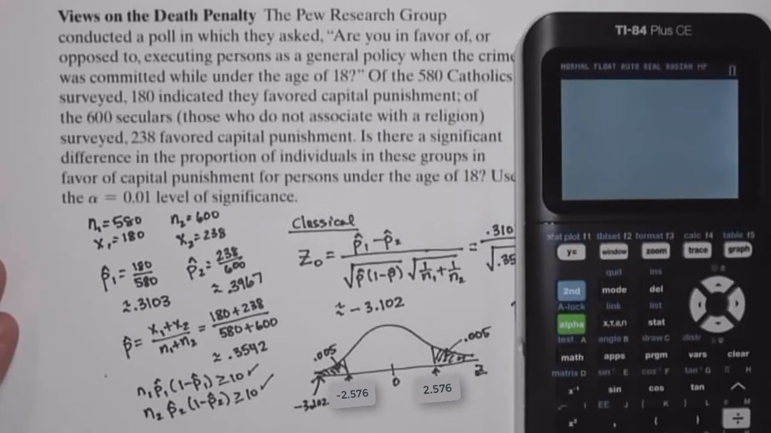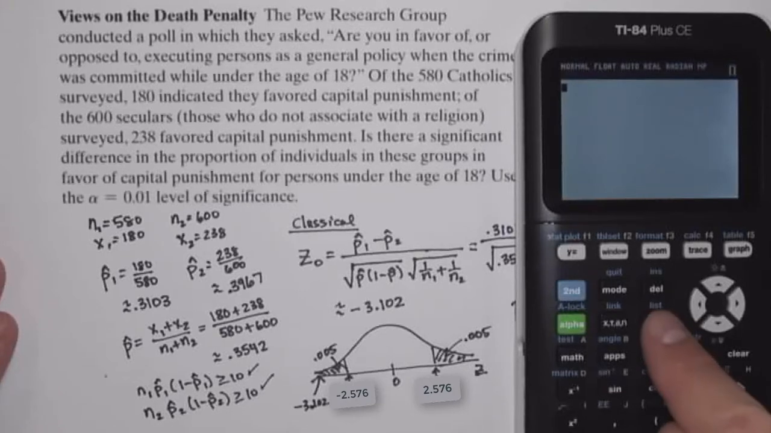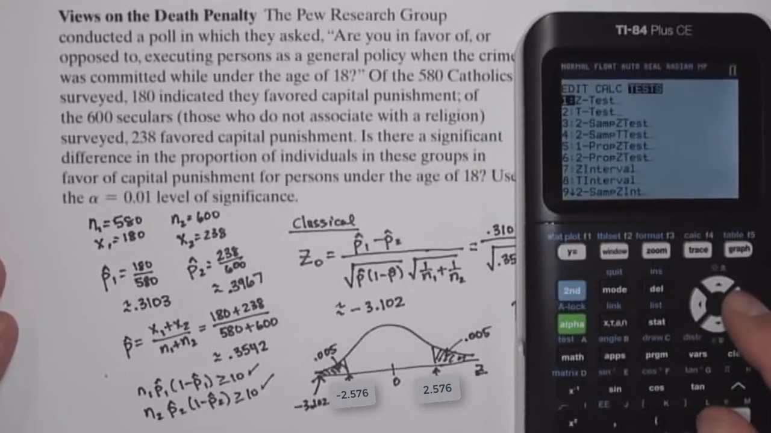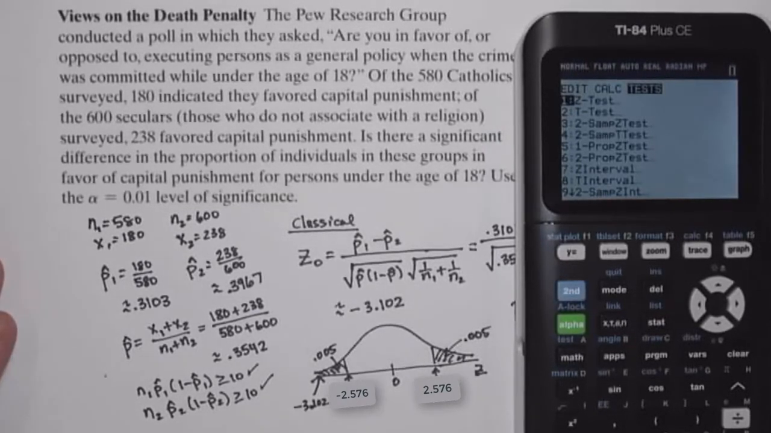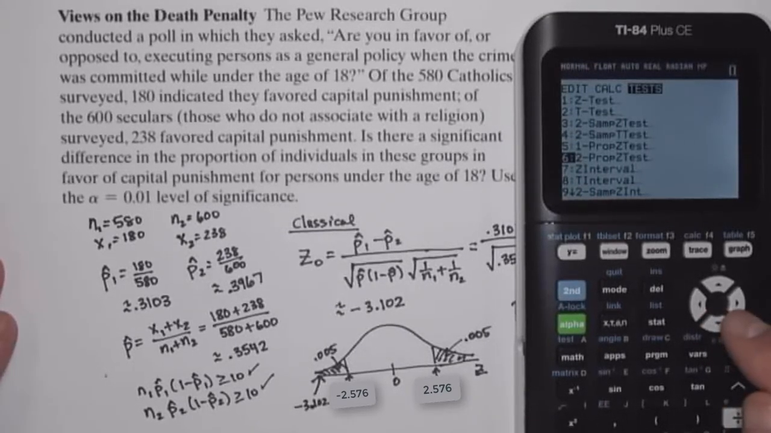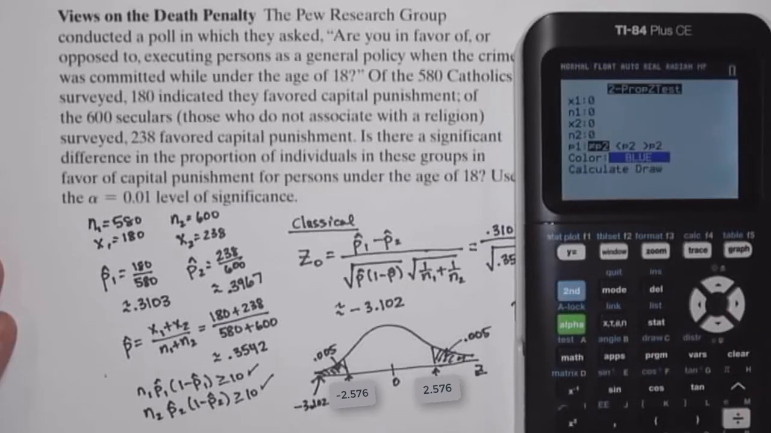So how do I do that on a TI graphing calculator? Well, if we go to Stat and Tests, if you look at option 6, we have 2prop z-test. So we're going to use that command. This command, 2prop z-test, is for conducting a hypothesis test for two population proportions that are independent. So I select this. When I select this, I need to fill in the information.